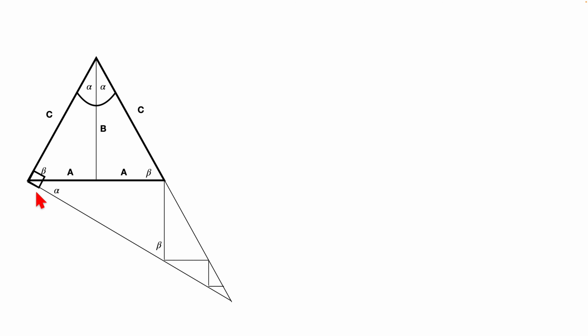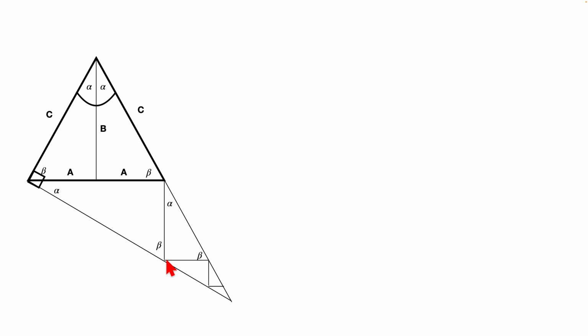Now, we'll come back to that later. Let's fill in some other angles. This is beta. This is a right angle. This triangle is similar to this. Similar means the angles are the same, but the lengths don't have to be the same. And we can clearly see it's a different size.